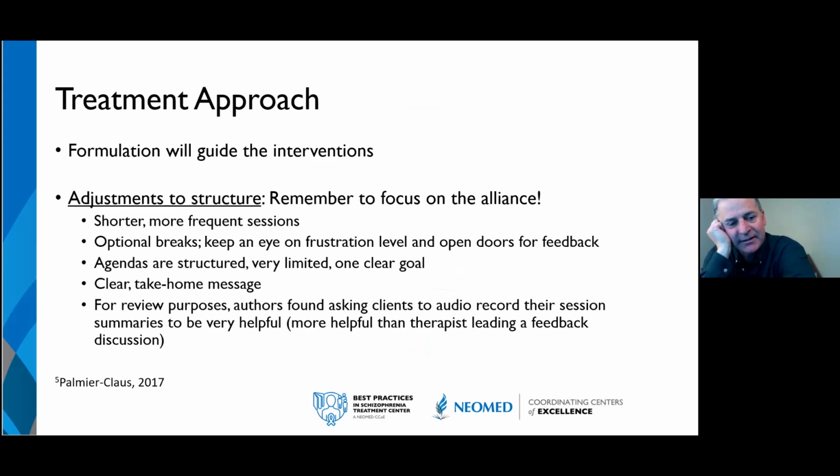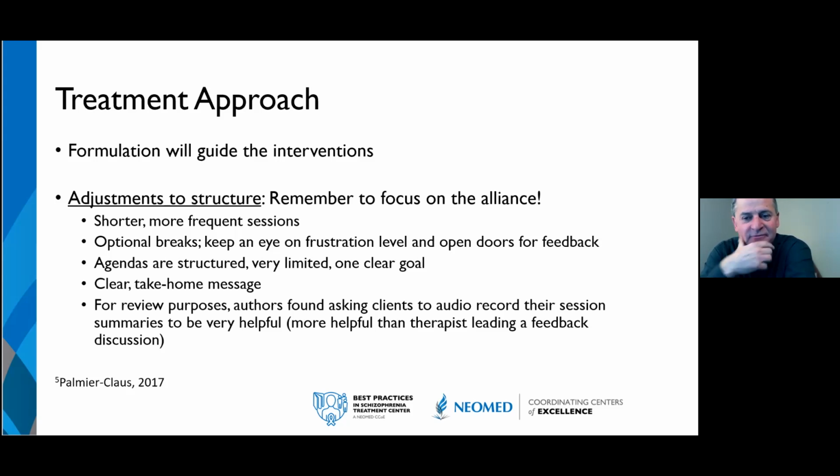Some things that are recommended, obviously the relationship is key. So whatever you can do to enhance the alliance is really important. Remember, you can always have shorter sessions, more frequent, take breaks, look for opportunities to offer feedback or take breaks. If you're going to set an agenda, which you should, try to keep it very limited, some structure to it, but very limited. Try to be as clear as you can with take-home messages, things like that.